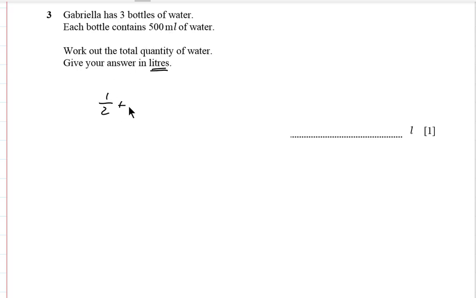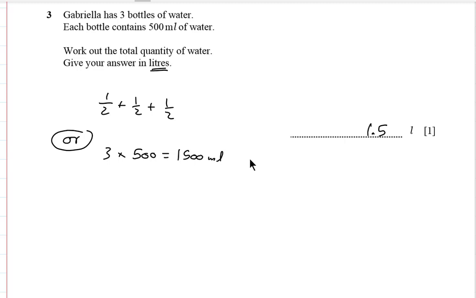So we have 3 bottles. We have half a liter and another half a liter. So we have 3 halves, which means 1 and a half, 1.5 liters. Or you can say that we have 3 bottles, each with 500 milliliters, so the product will be 1500 milliliters. And to convert from a small quantity to a larger one, we should divide, and since we have milli here, we should divide by 1000. After dividing by 1000, we will get 1.5 liters, which is the same answer, of course.